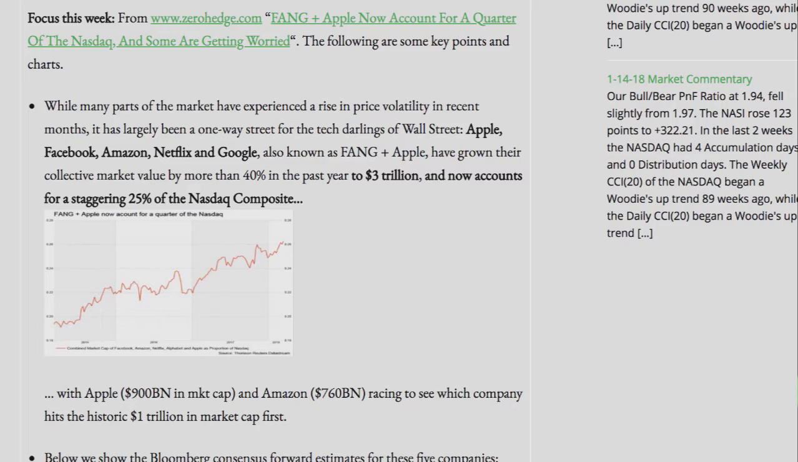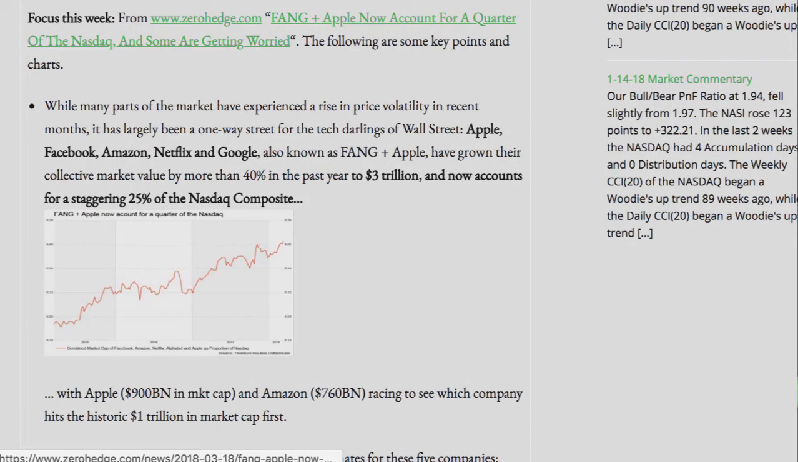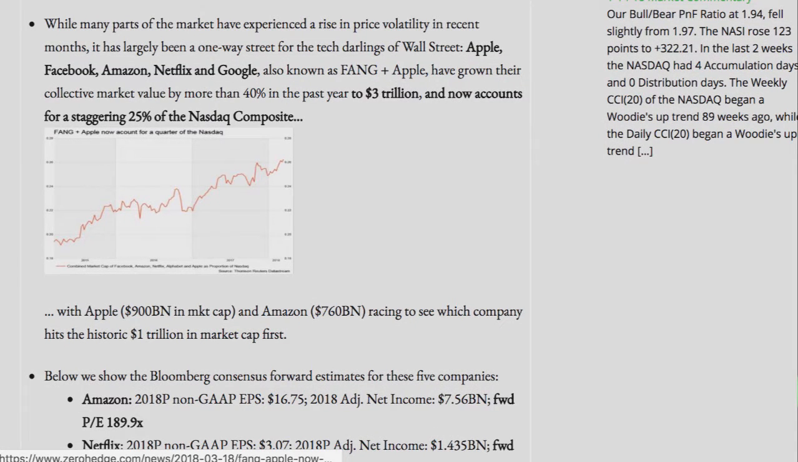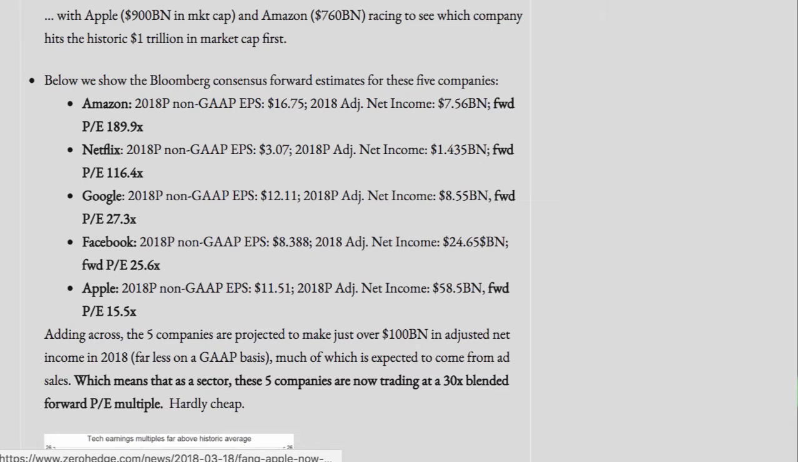Focus this week from www.zerohedge.com. FANG plus Apple now account for a quarter of the NASDAQ, and some are getting worried. The following are some key points and charts. While many parts of the market have experienced a rise in price volatility in recent months, it has largely been a one-way street for the tech darlings of Wall Street. Apple, Facebook, Amazon, Netflix, and Google, also known as FANG plus Apple, have grown their collective market value by more than 40% in the past year, to $3 trillion, and now account for a staggering 25% of the NASDAQ composite. With Apple at $900 billion in market cap and Amazon at $760 billion, racing to see which company hits the historic $1 trillion in market cap first.